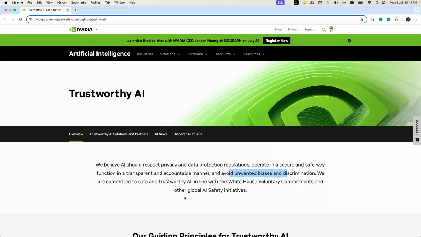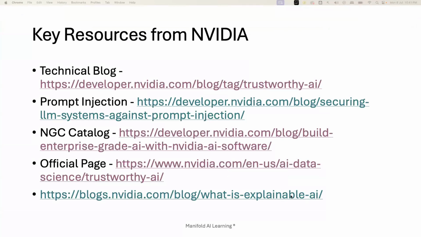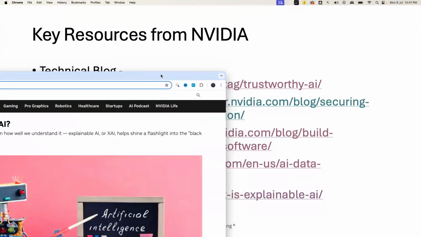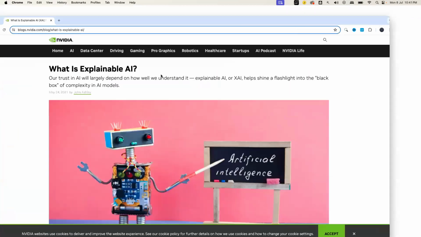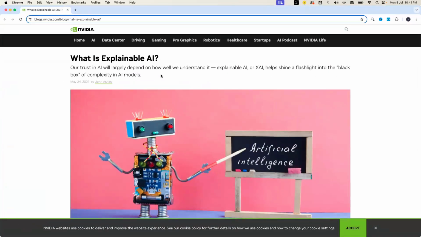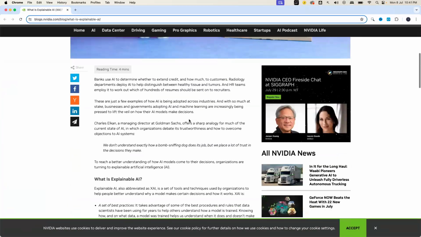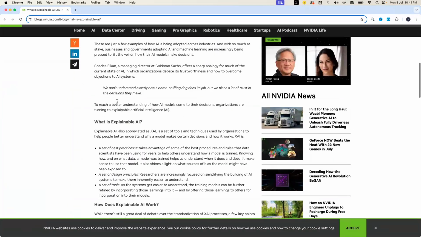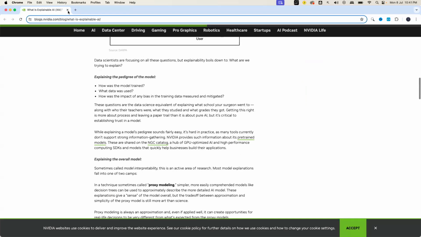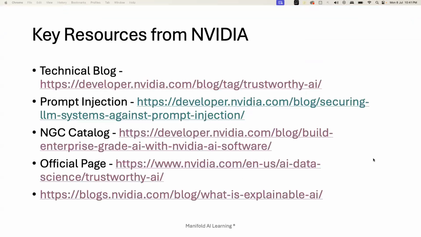More importantly, there's one more: what is explainable AI. This is also an important one. If you remember, one of the key pillars is explainability of AI, which is called XAI. There's a blog which discusses this XAI. Please go through it to get more perspective on what explainable AI is. These are the key resources that I've got.